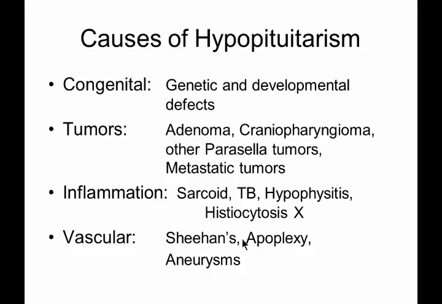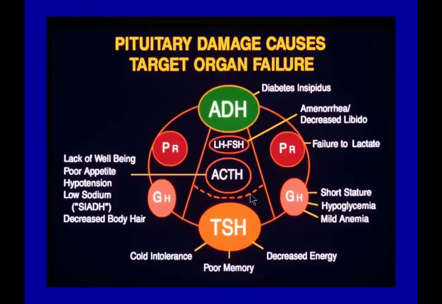Apoplexy would be bleeding into the pituitary. Usually, even a small pituitary tumor or hemorrhage into it can cause a syndrome called pituitary apoplexy. Usually, severe onset of a headache. If it destroys the pituitary, the patient has a number of symptoms due to collapse of their ACTH axis, and they get hypoadrenal. And aneurysms can also invade it. So these are the causes of hypopituitarism.